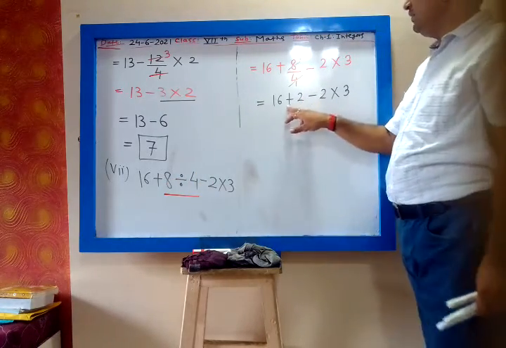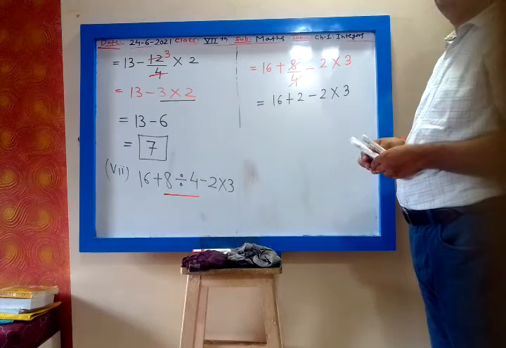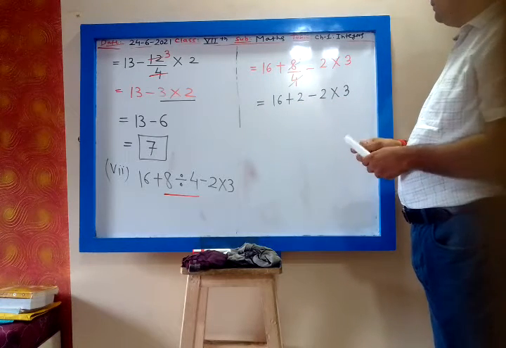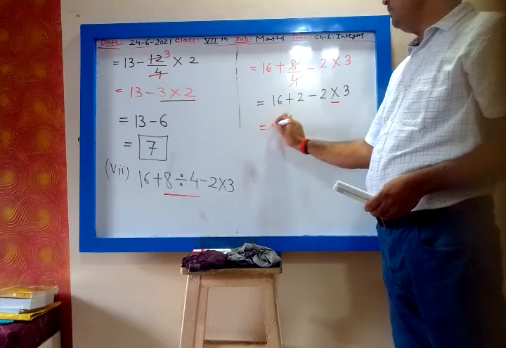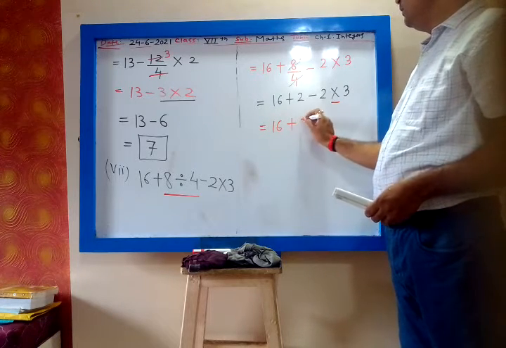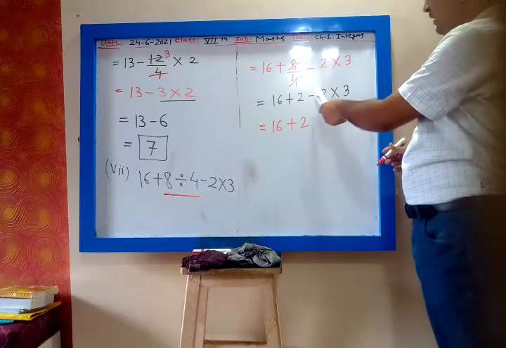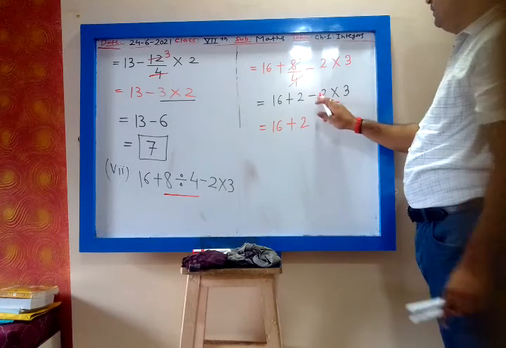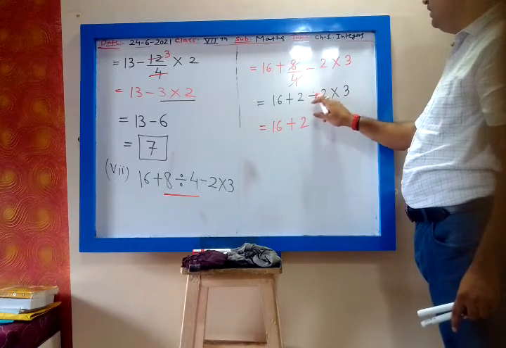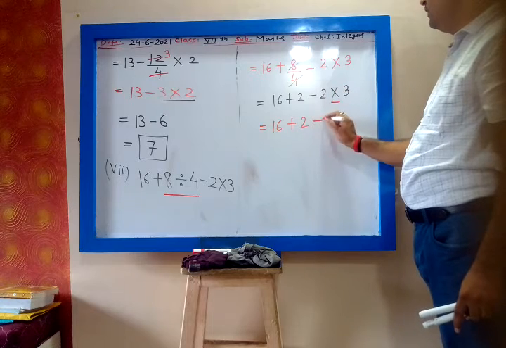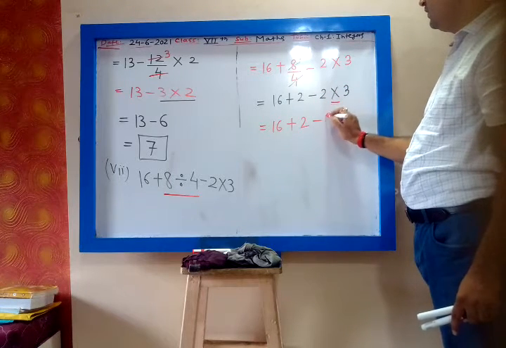Now again you have plus sign, minus sign, multiplication. Which is to be performed first? First we perform multiplication. So that will be 16 plus 2, then minus into plus. 2 is having minus sign, 3 is having plus sign. So minus into plus will be minus, 2 into 3 is 6.